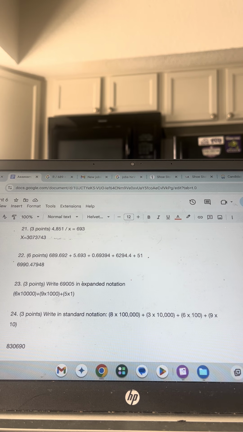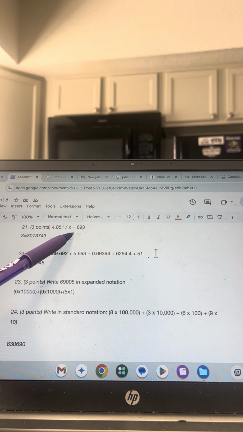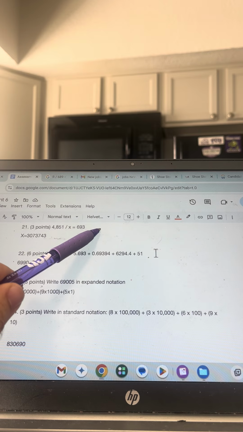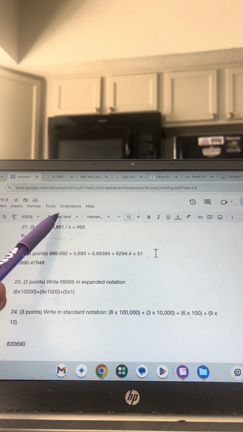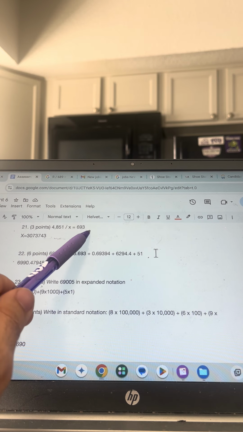Number 21. You definitely got this one incorrect. I can already see it in my head. 4,851 divided by, you put 3,073,743 equals 693. Remember, when you see a variable in the denominator, you don't want that. The first step of every problem is to get the variable in the numerator. You're going to multiply both sides by x, right? The x's on the left would cancel, then you have 4,851 equals 693 times x.